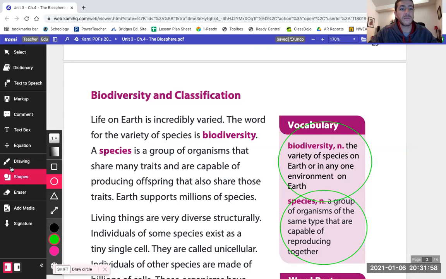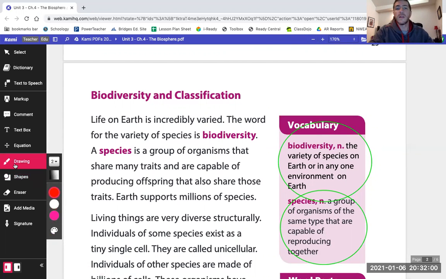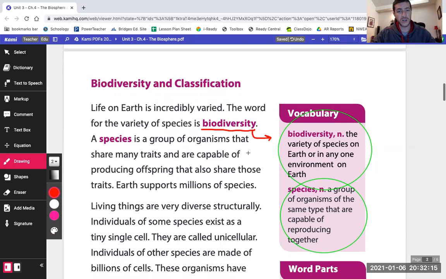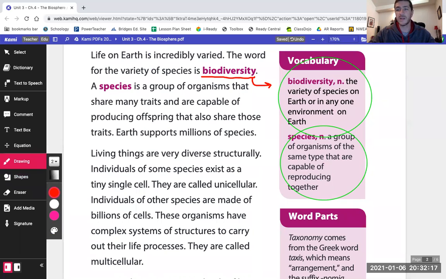All right, getting back to my drawing. Life on Earth is incredibly varied. The word for the varied species is called biodiversity. Oh, there it is. A species is a group of organisms that share many traits and are capable of producing offspring that also share those traits. Earth supports millions of these species, lots of them actually.